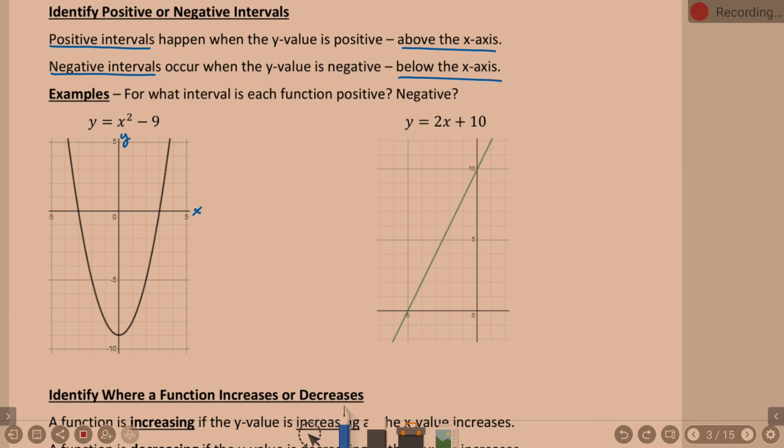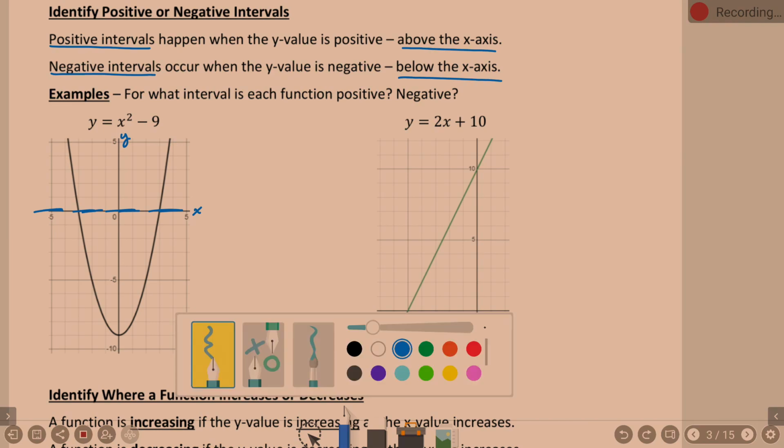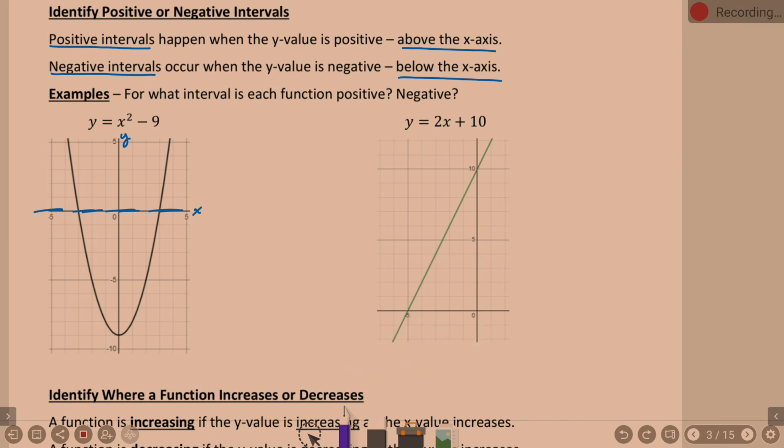Another parabola here, so another U shape. Where is it positive? Where is it negative? So what's our dividing line? We're looking where? Either above or below the x-axis. So our x-axis here is going to be our dividing line. Anything above the x-axis is going to be considered positive. So where's my graph above the x-axis?